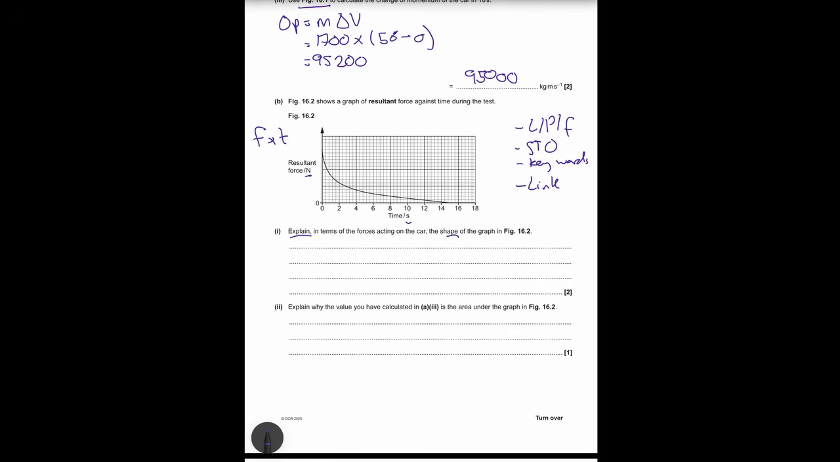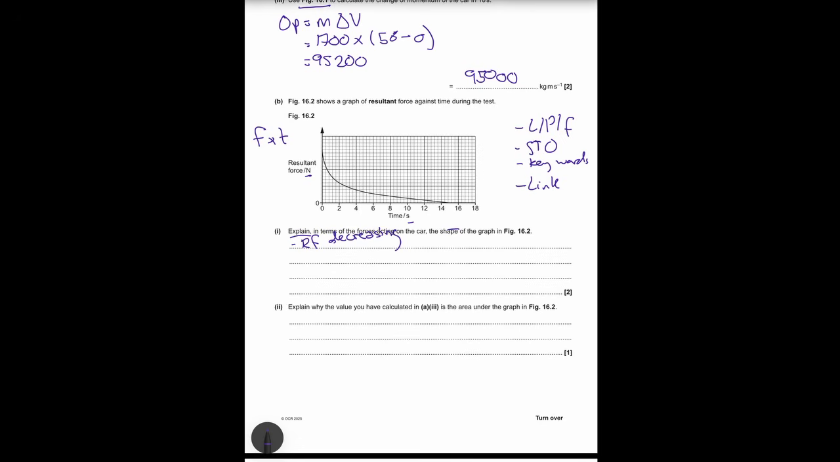Well, for a graph question, what is the state the obvious going to be? It's going to be describe the shape of the graph, basically. So what can I see that's happening from this graph? I can see that the resultant force is decreasing as the time is increasing, so I'll just put that down on there. Okay, is there anything else that I know from there? Because it says in terms of the forces on the car.